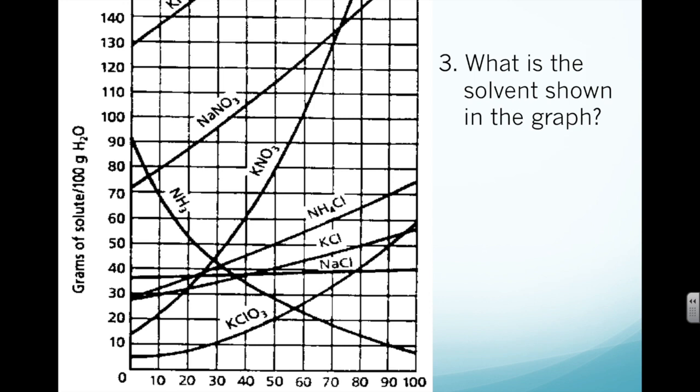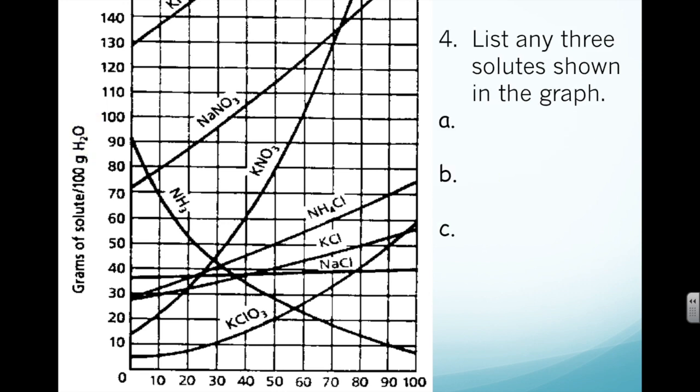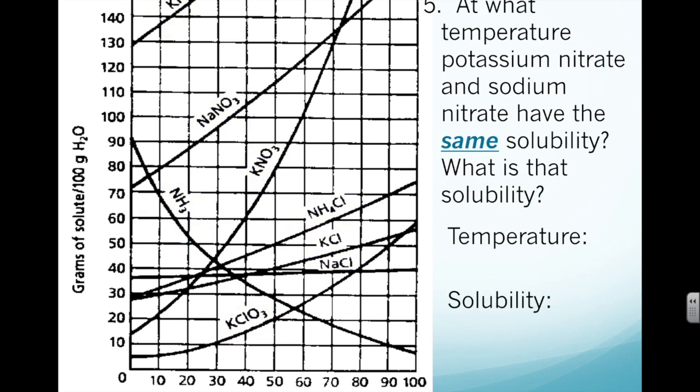What is the solvent shown in the graph? Remember that thing I showed you? Look over here. Grams of solute per 100 grams of solvent, which is water. So that would be water. List any 3 solutes shown on the graph. Well, you could list any of those, so that doesn't matter.